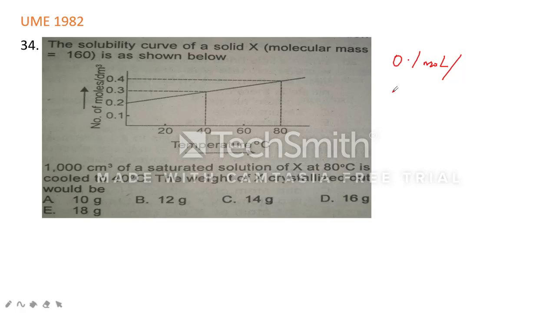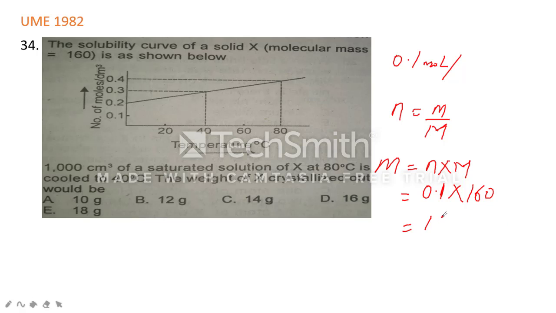And now I want to get the mass. Since I know that mole is mass over molar mass, therefore the mass is going to be equal to mole times molar mass. The mole is 0.1, 0.1 mole has crystallized, times the molar mass, which is 160. So that is going to be equal to 16 grams, which is option D.